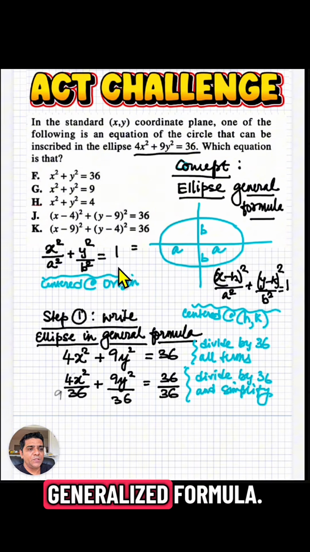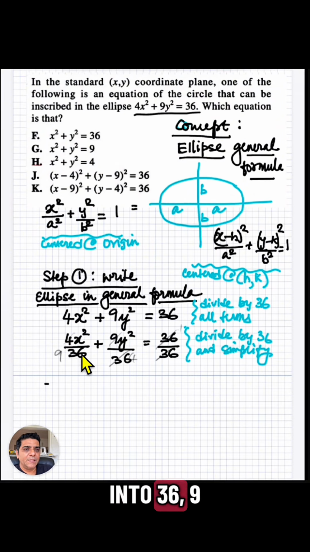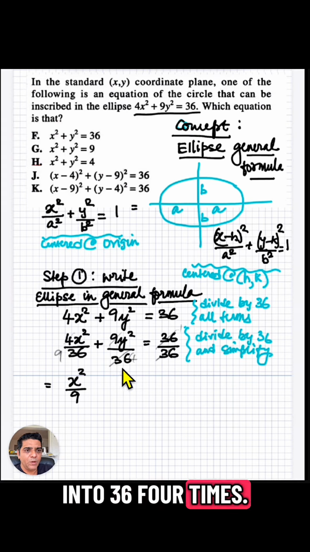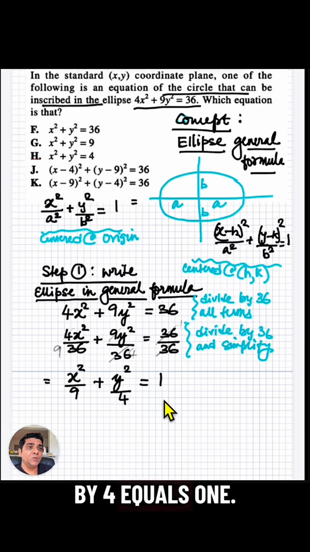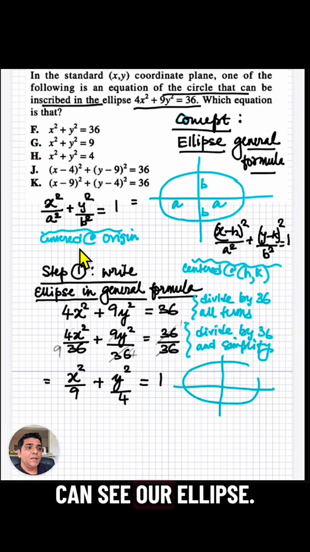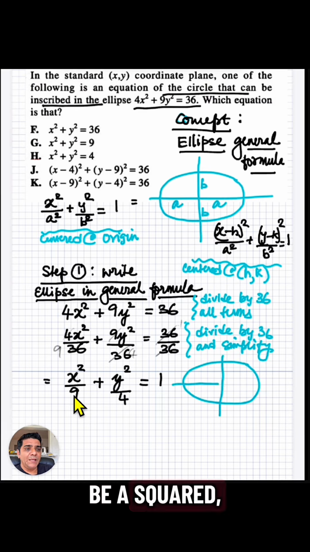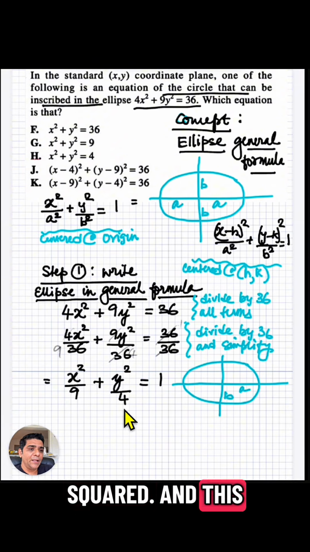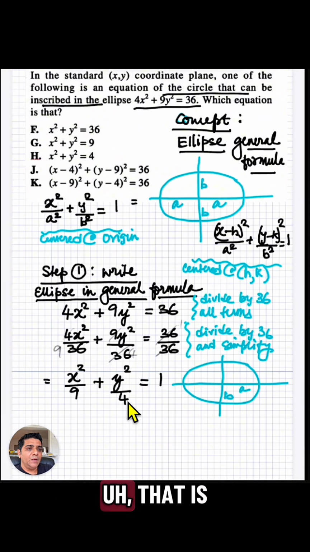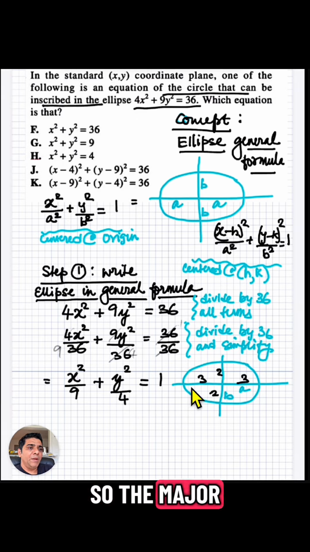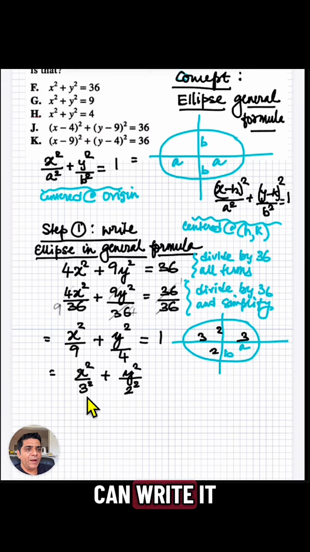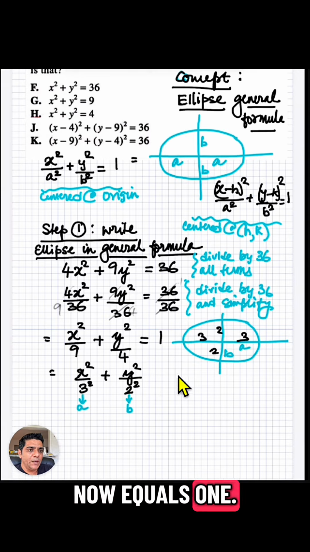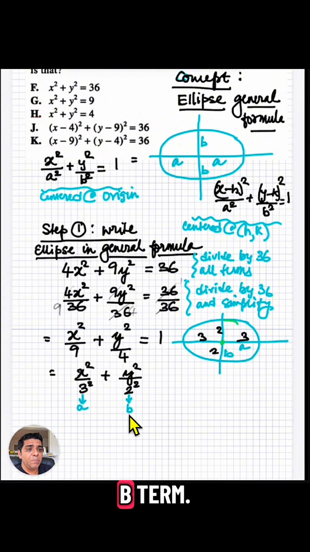That's what we want for the generalized formula. So 4 goes into 36 9 times, and 9 goes into 36 4 times. Now we have x squared over 9 plus y squared over 4 equals 1. So now we can see our ellipse. This would be A squared, so that's 3 squared, and this would be 2 squared, that is 4. So the major axis lengths are 3 and 3, and the minor axis lengths are 2 and 2. We can write it in this form now, equals 1, where 3 is the A and 2 is the B term.